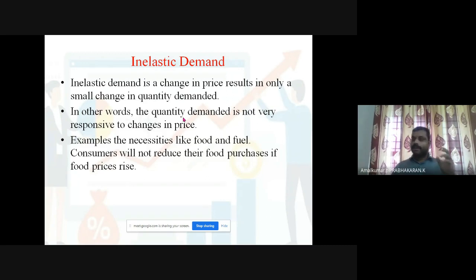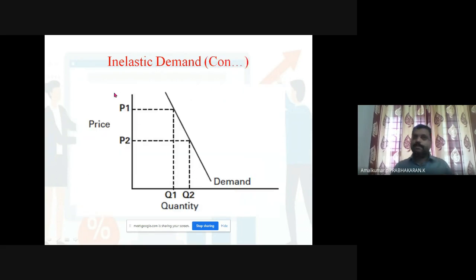In case of inelastic demand, any change in the price of a commodity does not affect the quantity demanded much, or only a small change in the quantity demanded is happening. So we now move on to the graphical representation of inelastic demand.